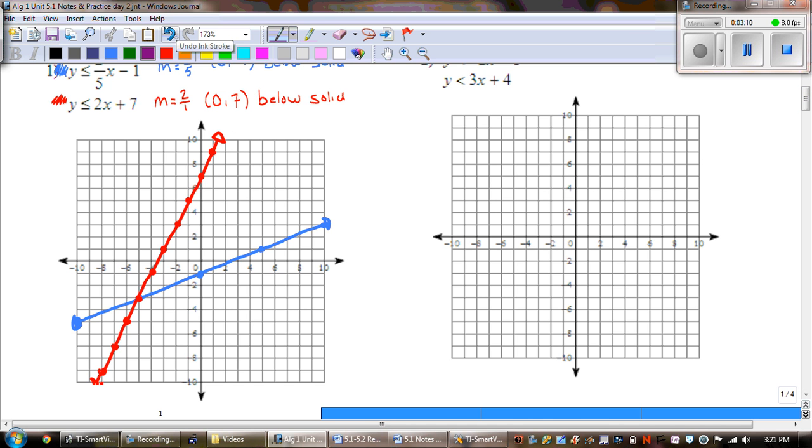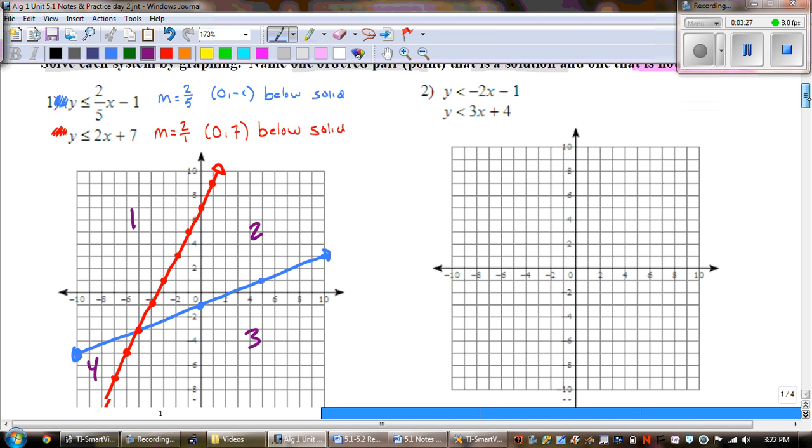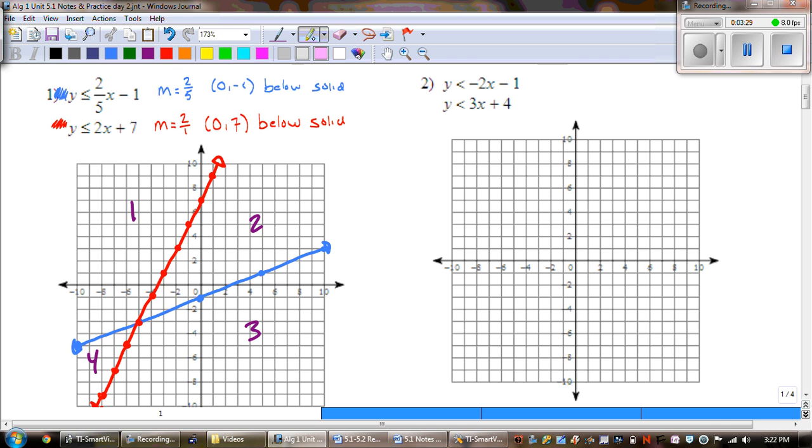So the next thing we talked about doing is breaking this up into 4 sections. We've got section 1, section 2, section 3, and section 4. And this is going to help us figure out which section should be shaded. Okay, so the blue line told us that we need to shade where? Below. So I'm going to shade everything below the blue. So which 2 sections of the graph are not shaded? Yeah, 1 and 2. So I know 1 and 2 can't be my answer.